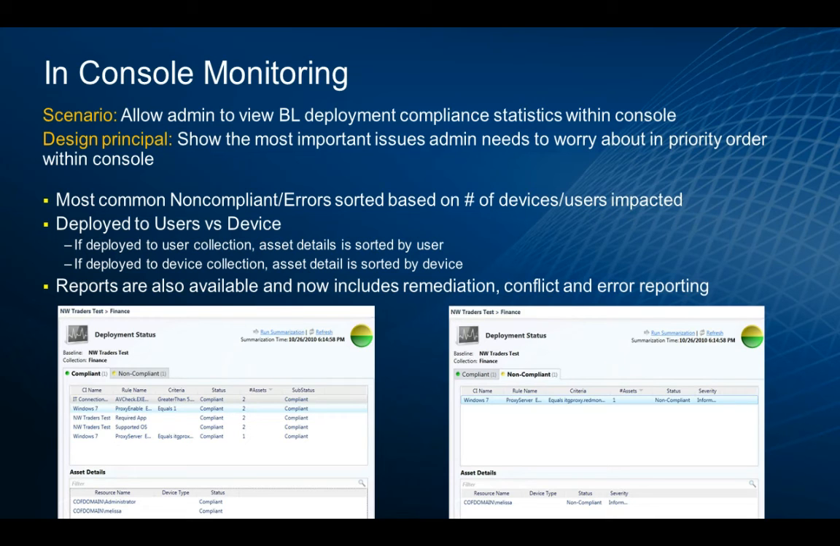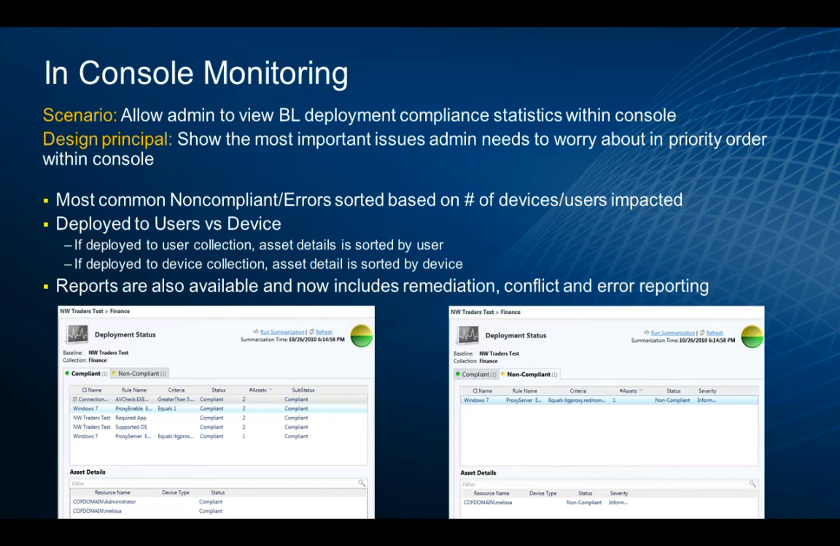So we've done that in a few different ways. The in-console reporting and compliance stats are quite nice, quite rich. The most common non-compliant errors are sorted based on the number of devices and users impacted. This is a very common way that we could define priority. And we also slice them based on user versus device. And so we might have people who are worrying about systems, might have other people worrying about users, and we can slice the information that way.